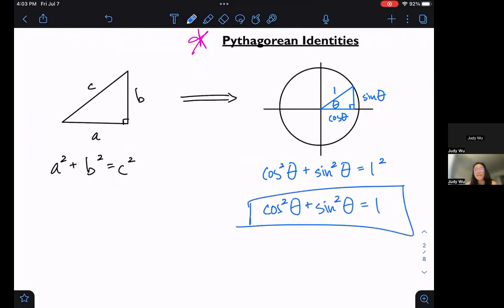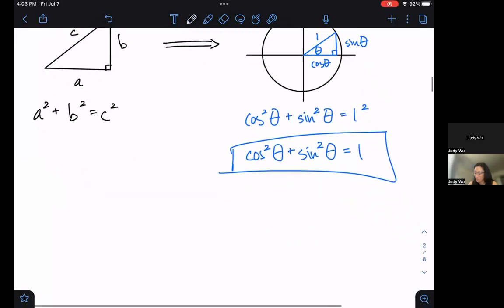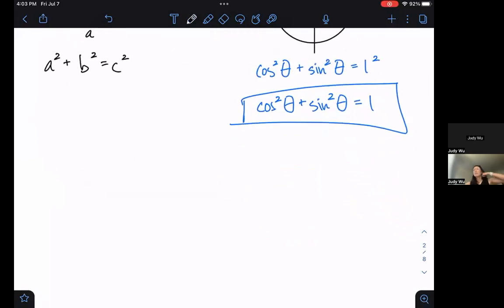This identity comes up so much. We might see things that are really complicated looking, and somewhere in there we have cosine squared plus sine squared. Turns out we can reduce that whole thing to 1. Now there are two other Pythagorean identities that are important to know. I want us to make sure we understand how to get them instead of just memorizing them.